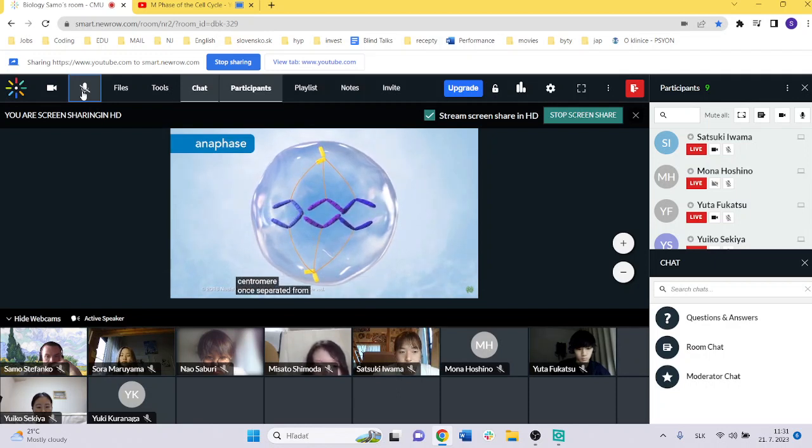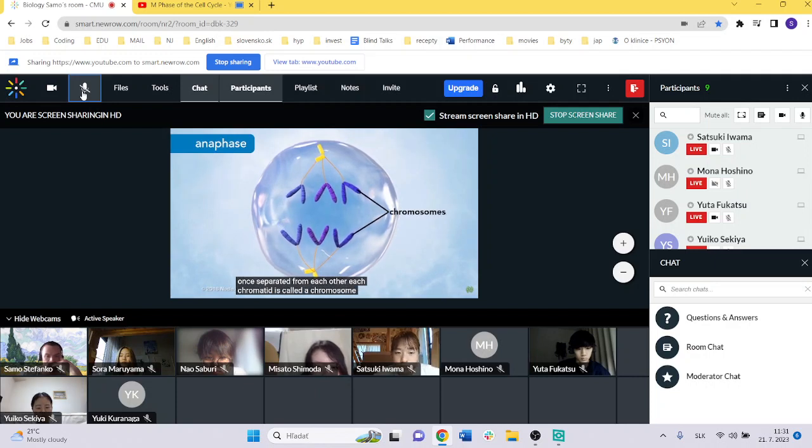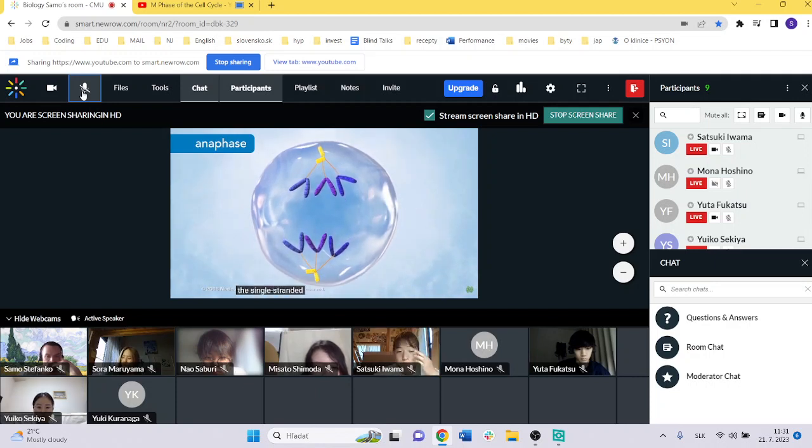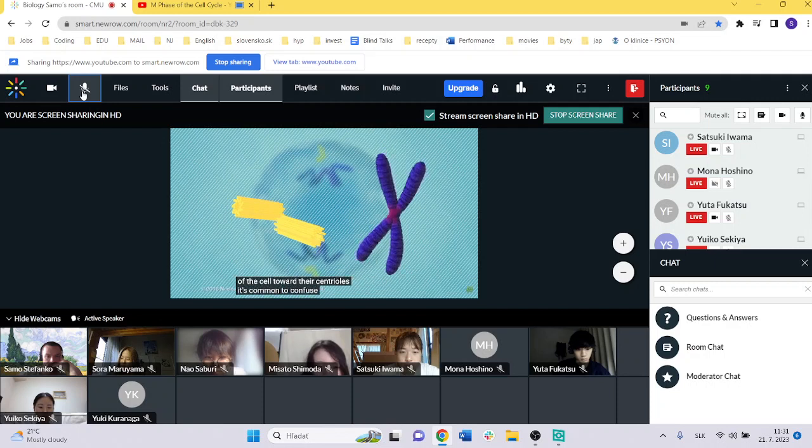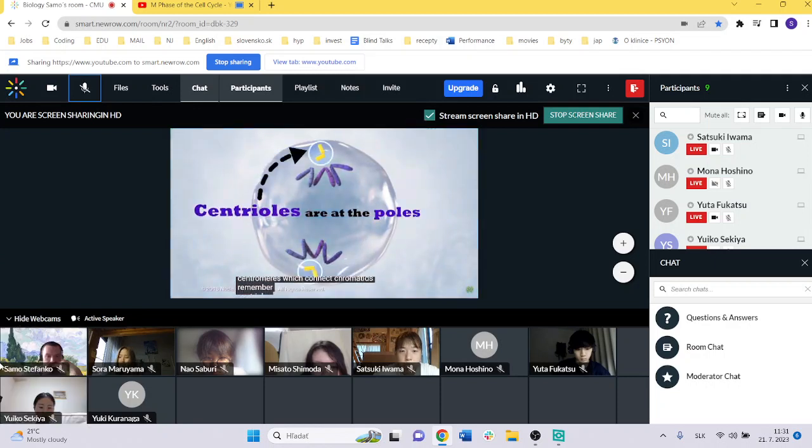Once separated from each other, each chromatid is called a chromosome. The single-stranded chromosomes form a V shape as the spindle fibers shorten and drag them through the gel-like cytoplasm. The chromosomes move to opposite poles of the cell toward their centrioles. It's common to confuse centrioles with centromeres, which connect chromatids. Remember, centrioles are at the poles.